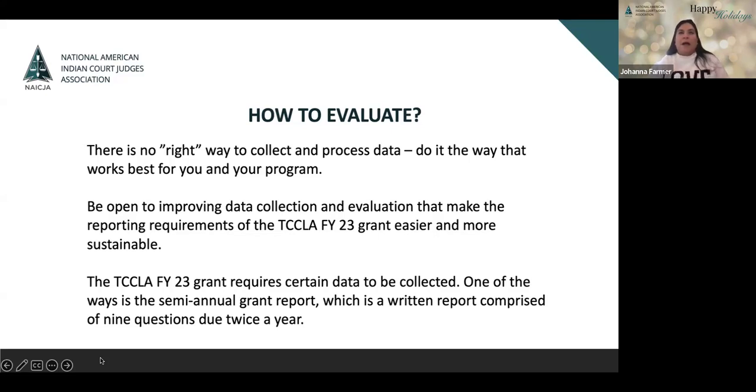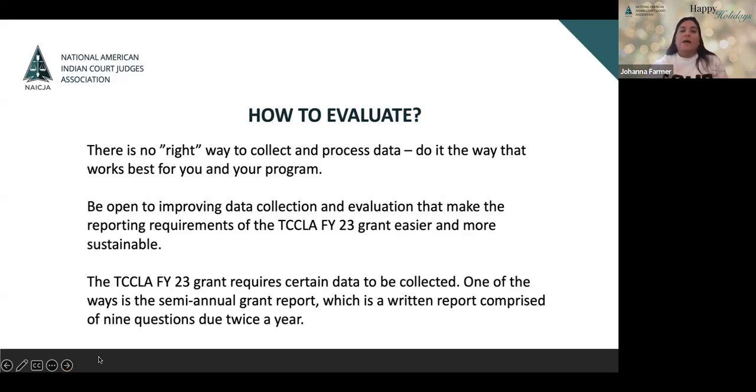So, when we talk about how to evaluate, you all have case management systems that maybe collect some of the data that you need. What other things can you use to evaluate? Maybe it's just a spreadsheet that you're using to evaluate. You're inputting numbers, or, as we'll talk about later, maybe you're collecting newsletters that have stories in them.